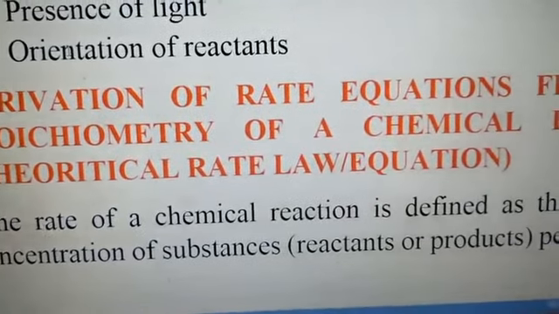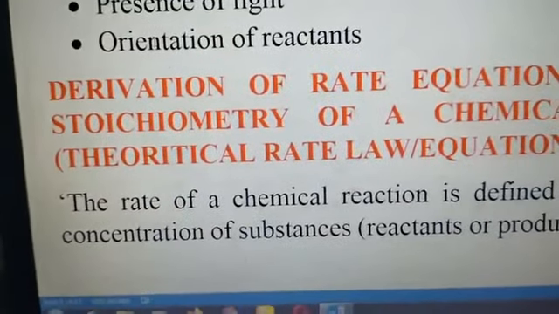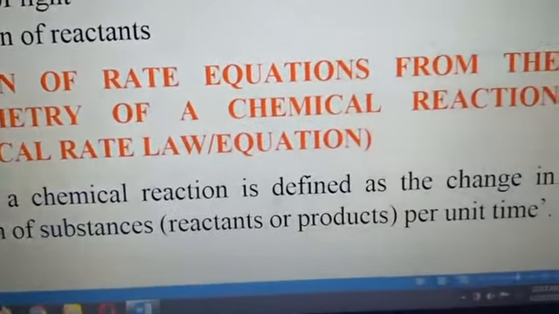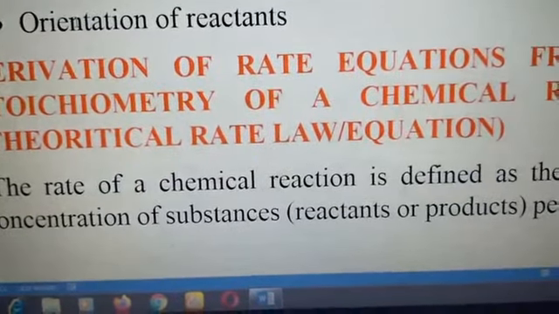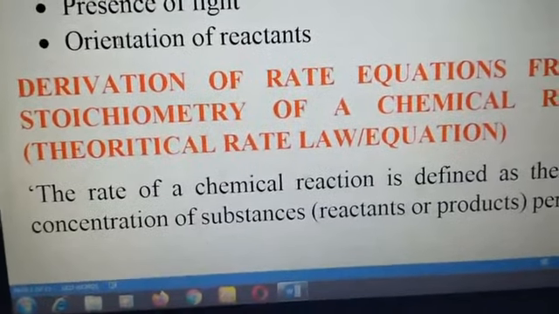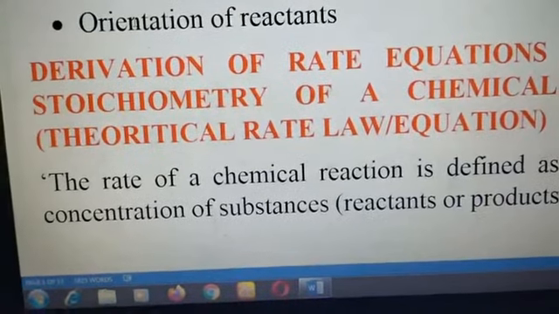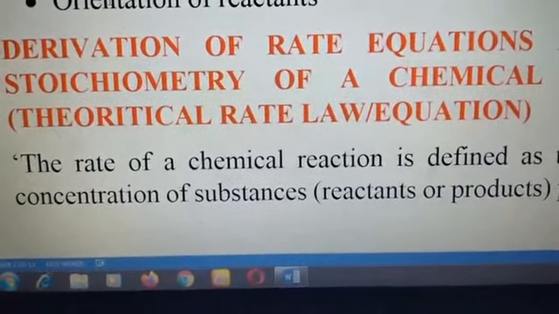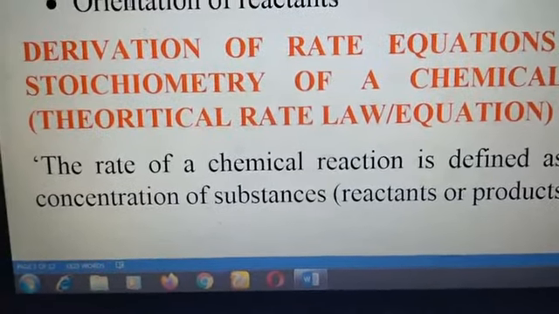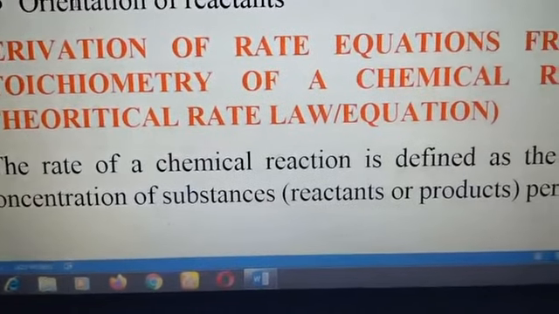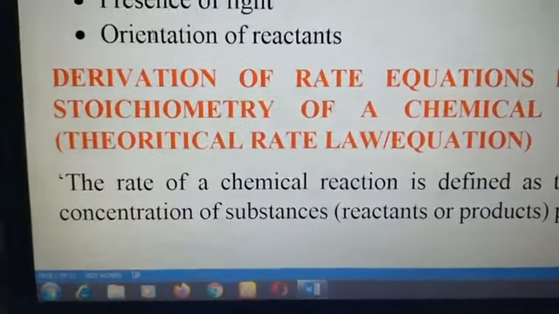Derivation of rate equations from the stoichiometry of a chemical reaction. We call it the theoretical rate law or equation. So the theoretical rate law or rate equation is a rate equation derived from a balanced chemical equation. It's not derived from experiment. So this is the theoretical rate equation. We're going to look at how we can derive the rate equation from a balanced equation, or when we're given a balanced equation. So we'll go on.